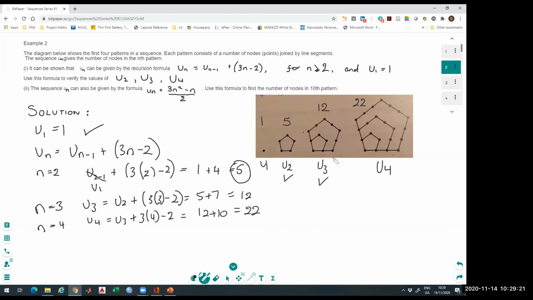And again, that's correct. So if you didn't have those numbers, you could work them out based on the recursive formula that you've been given. So this is your recursive formula here. Okay, and this is your initial term that you were given.